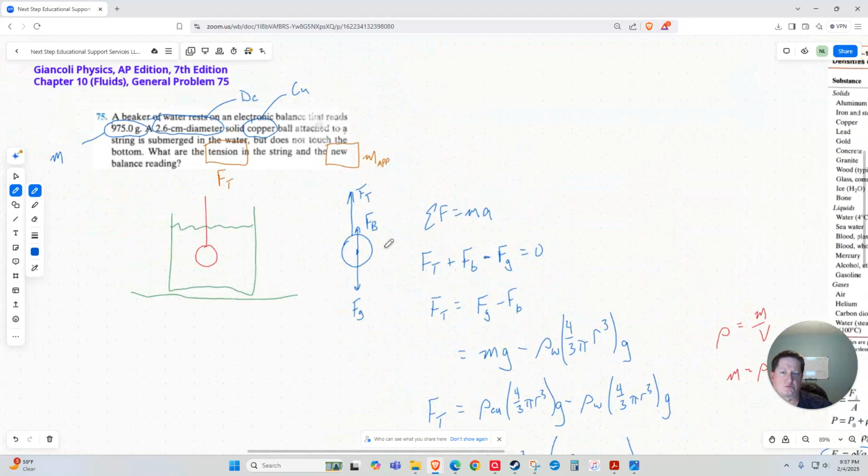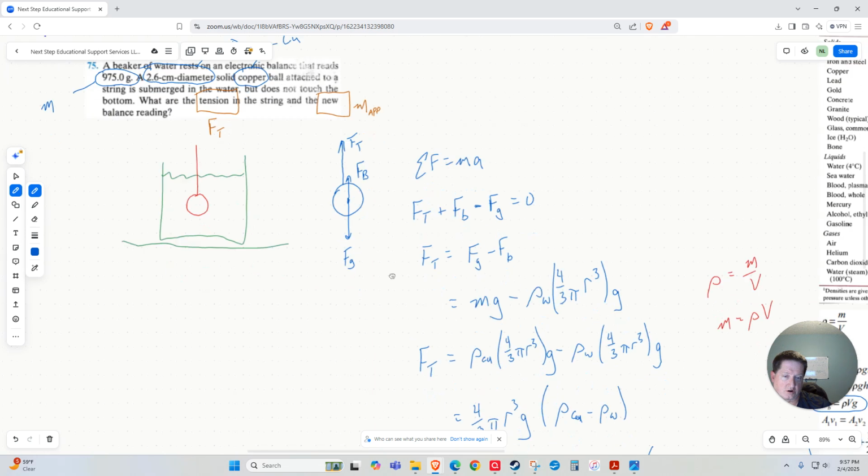Then the other question they asked us was, what is the new balance reading? And again, the concept here is the ball displaces the water, pushes the water out of the way. The water pushes back on the ball, but the ball's pushing on the water. And so the water is going to push back. It's going to push on the jar. So the change in the mass, or the apparent change in the mass, is going to be transmitted or transferred to the jar.